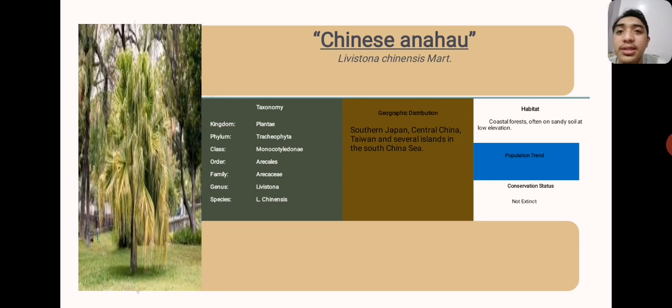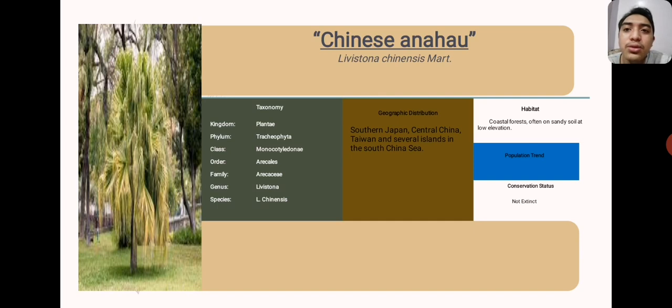Next one is Chinese anahaw, or the scientific name Livistona chinensis, from the kingdom of Plantae, Tracheophyta, class Monocotyledonae, order Arecales, family Arecaceae, genus Livistona, and species is L. chinensis. Geographic distribution is southern Japan, central China, Taiwan, and several islands in the South China Sea.